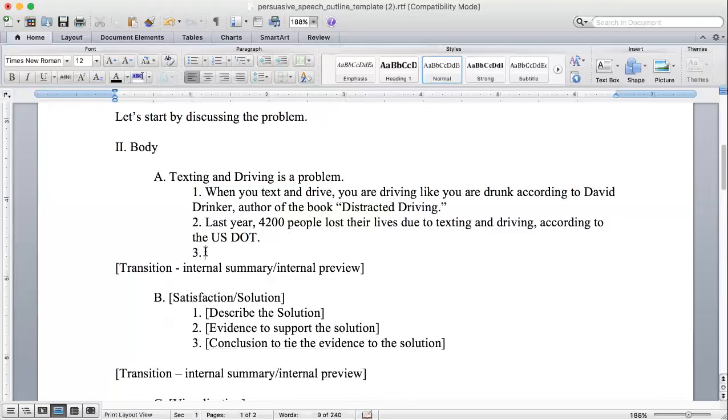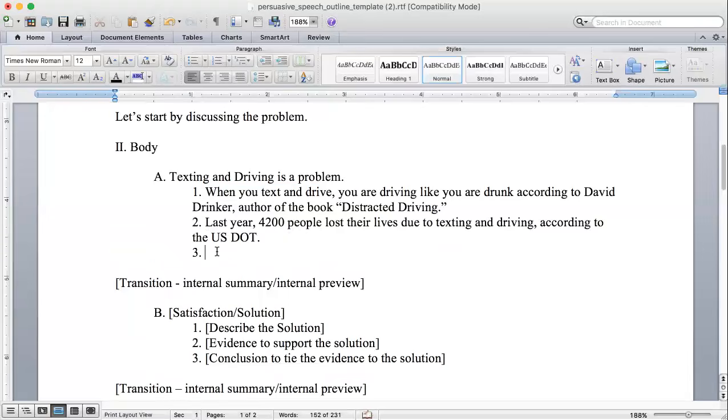So now we need to create that conclusion. This is where we use our reasoning. So when you text and drive, you're driving like a drunk. Last year, a lot of people lost their lives due to texting and driving. So how can we put these two pieces of evidence together to form some sort of warrant or conclusion that ties these two pieces together that tells us why this supports texting and driving is a problem?